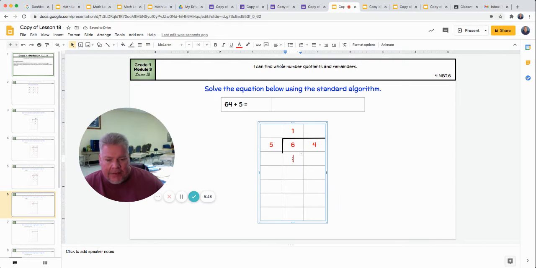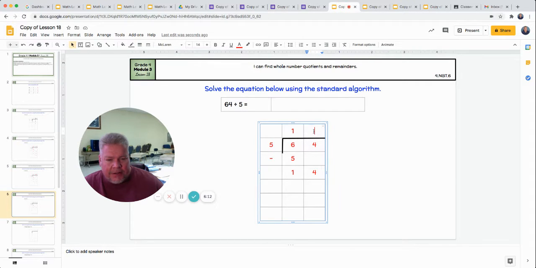1 times 5 is 5. So how many? Multiply, subtract. 6 minus 5 is 1. And bring down that 4. Okay. Now we've got the number 14 divided by 5. How many 5s are in 14? 3 times 5 is 15.